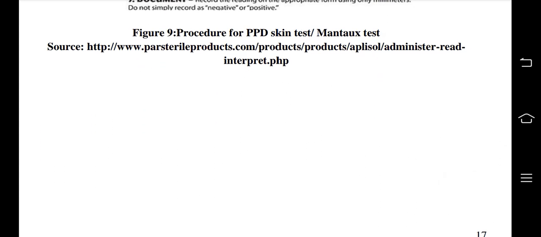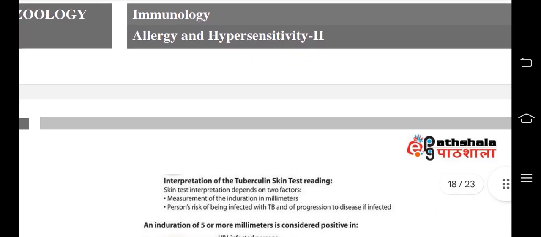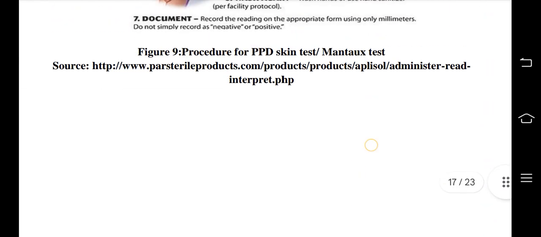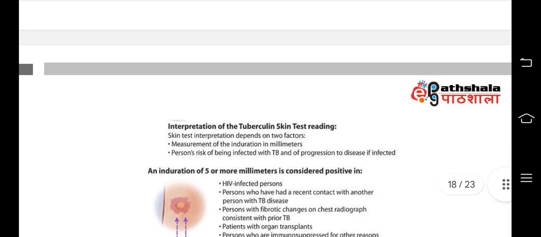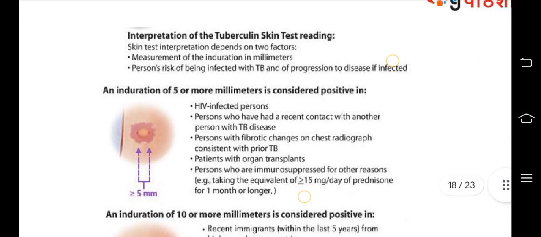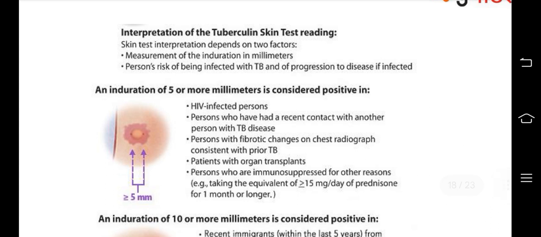Procedure for PPD skin test or Mantoux test. Interpretation of the tuberculin skin test reading. Skin test interpretation depends on two factors: measurement of the induration in millimeters, and the person's risk of being infected with TB and of progression to disease if infected.